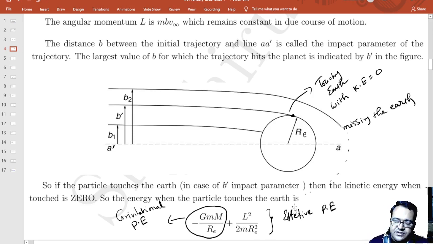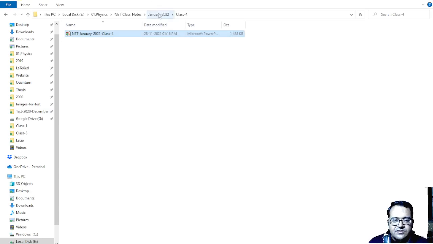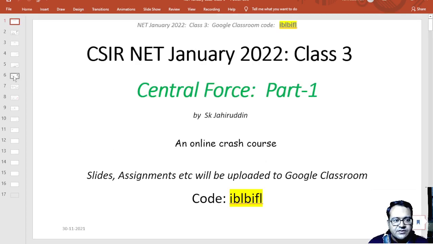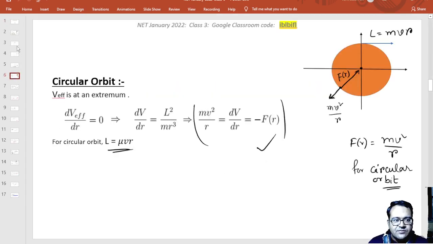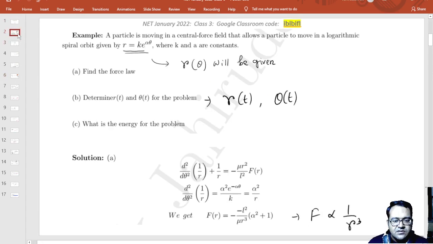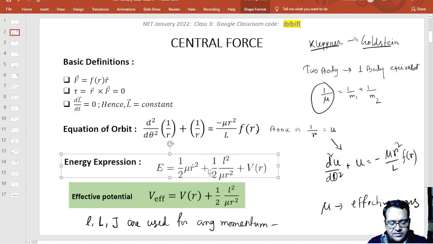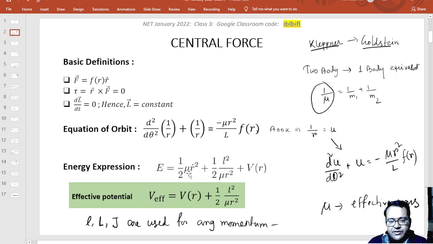because the total energy is, we have already seen. I just show you there. You always forget. So what can I do if you forget? The kinetic energy is this: half of mu r dot square plus half of L square by mu r square plus V(r).